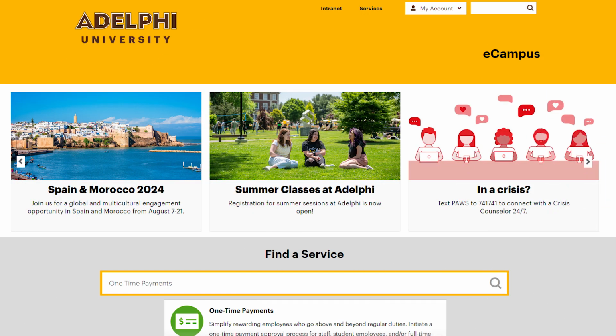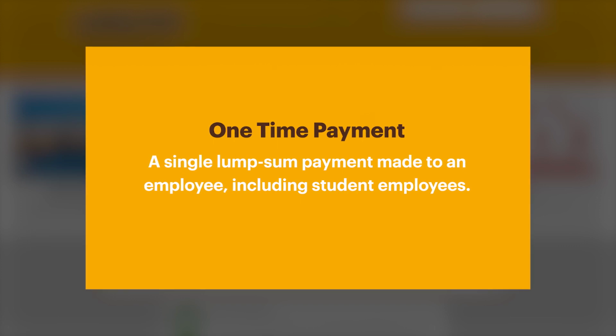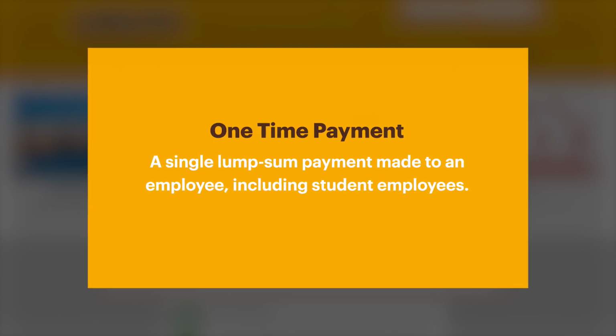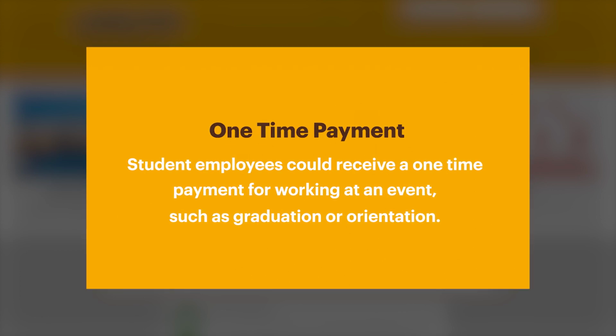Welcome to this tutorial on how to request a one-time payment. A one-time payment is a single lump sum payment made to an employee, including student employees. For example, a one-time payment could be made to an employee who served as a guest speaker, proctored an exam, served as a substitute professor, or facilitated a workshop. Student employees could receive a one-time payment for working at an event such as graduation or orientation.